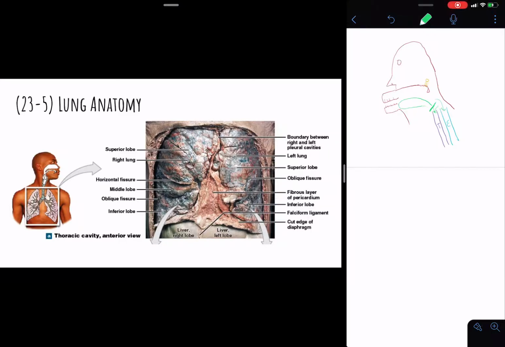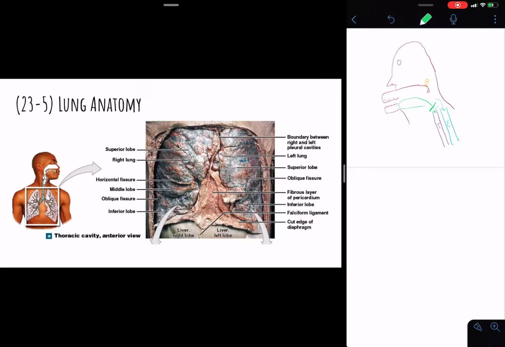Up next, let's talk about the lung anatomy. So here we have a picture of a cadaver with a pair of lungs in situ, and we're looking anteriorly onto the chest with the respiratory diaphragm in the bottom portion of the image, with little portions of the liver we can actually see as well.